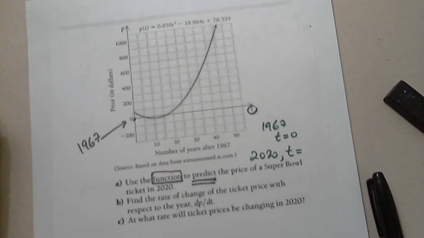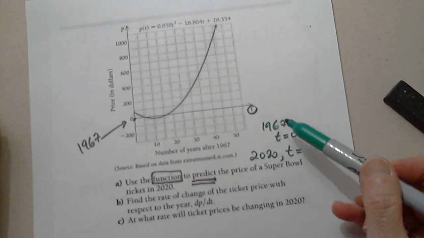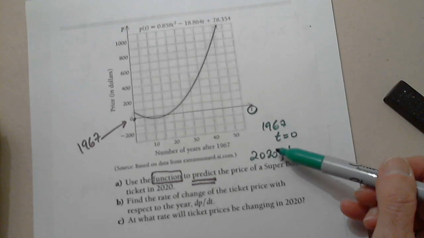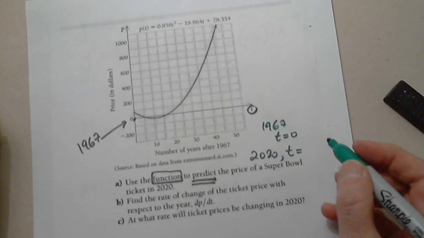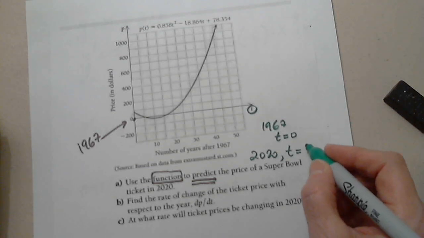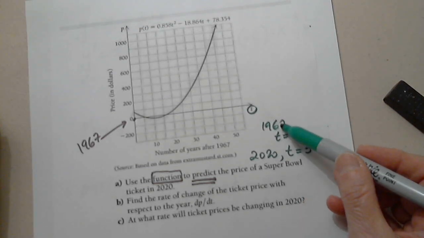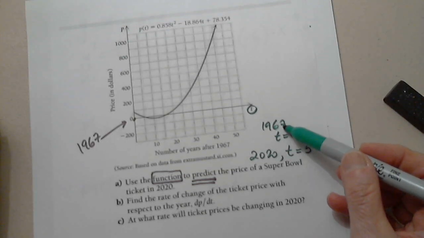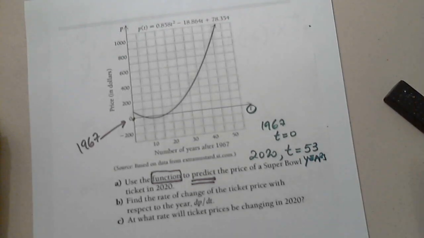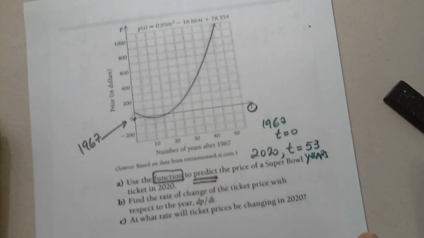53. Say it again. 50. So you are saying 53? Did you say 53 or 50? 50. So 20 plus 33. You mean 53 years, right? Yes, 53. Excellent. Very good. So let's plug it in.